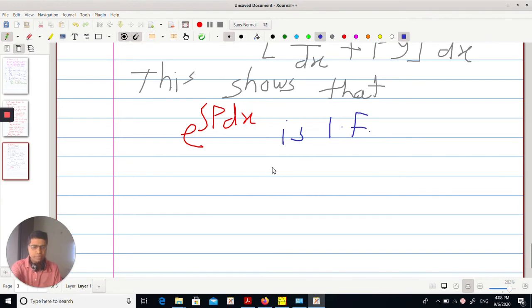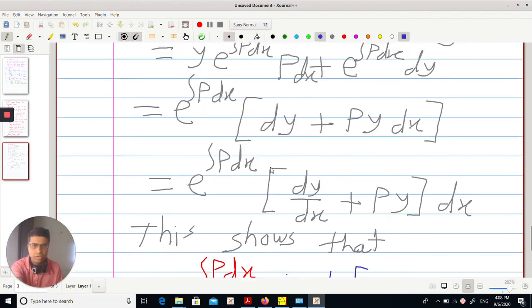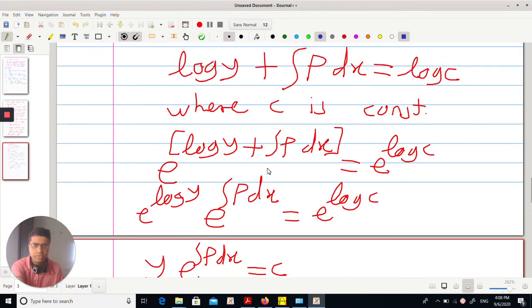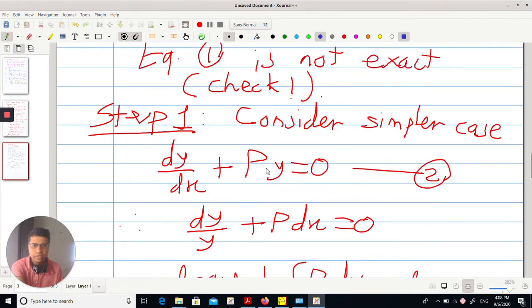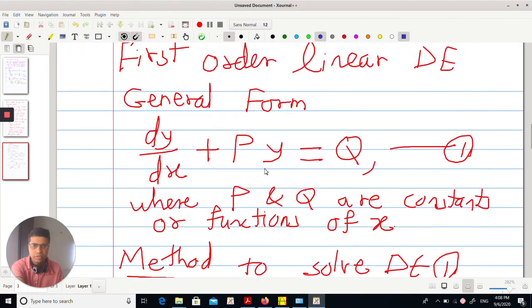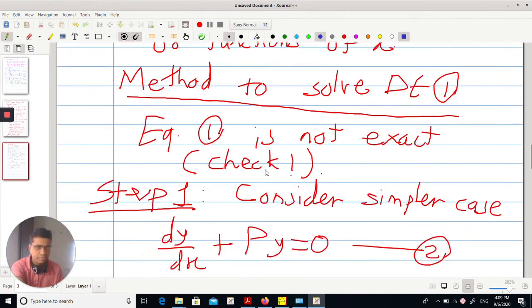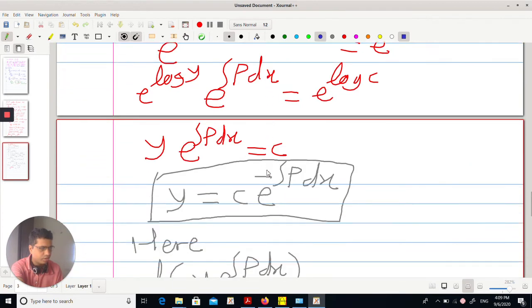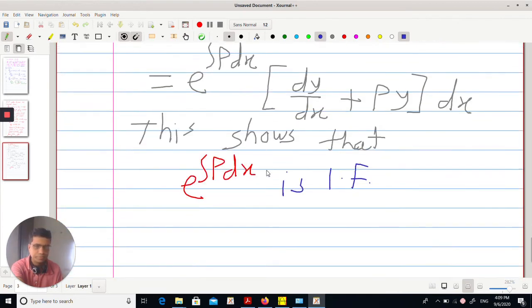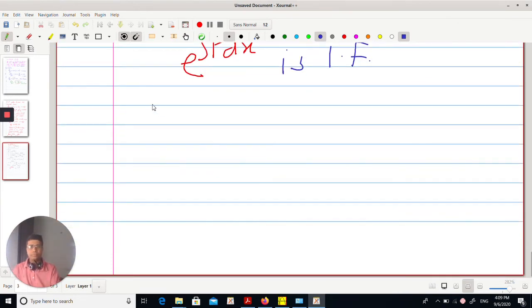So we multiply our equation by e raised to integral p dx. Our equation is equation 1, dy by dx plus py equal to q. So let us multiply this equation by e raised to integral p dx. Multiplying equation 1 by the integrating factor.